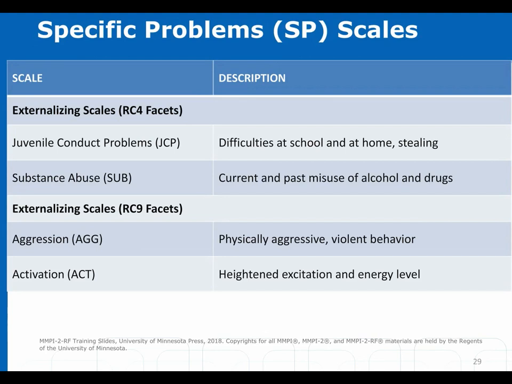We have next the externalizing specific problem scales that are facets of RC9, which is hypomanic activation. The first scale here is aggression, which measures physically aggressive and violent behavior. The aggression scale is a pretty face valid indicator of aggression, with questions like "I enjoy getting into physical fights." And next we have activation, which as we discussed earlier is the best indicator of a manic episode on the MMPI-2-RF.